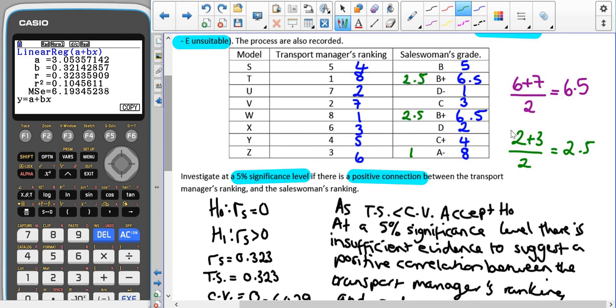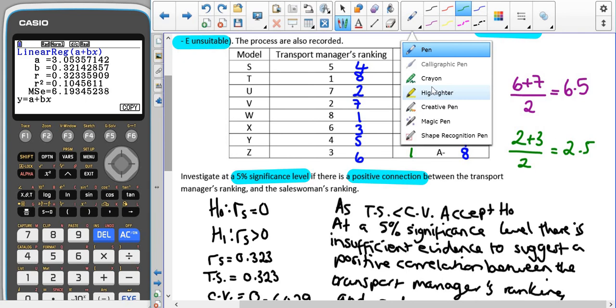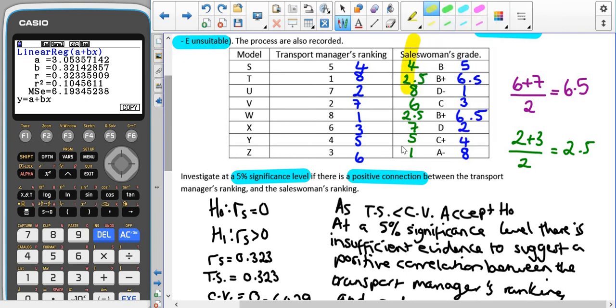And like I said, double checking which ranks have gone. 1, 2, 3 have gone. So B gets 4, C plus gets 5, C gets 6, D gets 7, D minus gets 8. And then you would be typing into your calculator the green ranks and the transport manager's ranks.